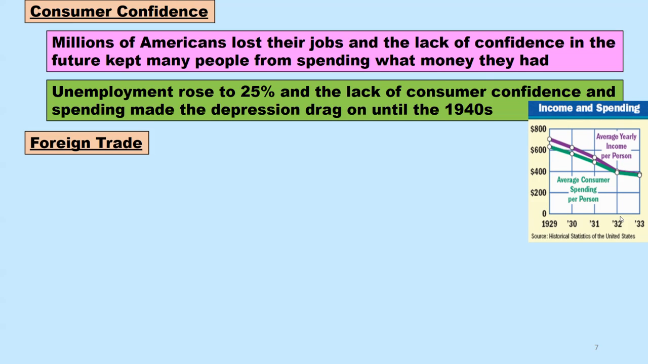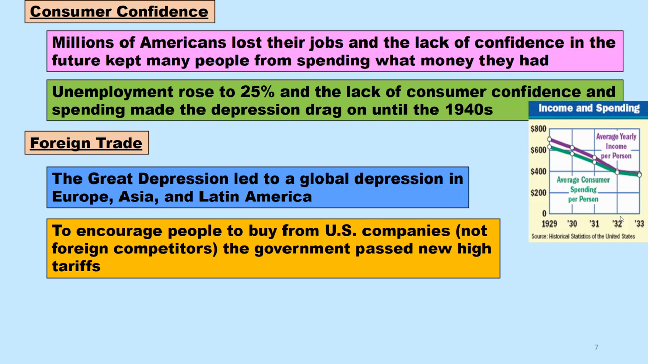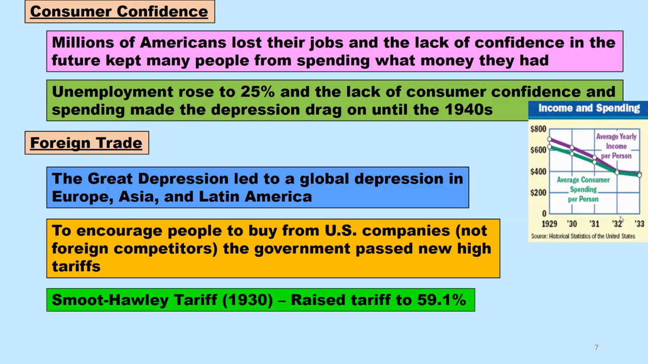Also, foreign trade. The Great Depression is a global depression, partly because of trade wars. Okay. In order to protect American companies, the government is going to pass one of the highest tariffs of all time. It's called the Smoot-Hawley Tariff in 1930. This is Herbert Hoover. We're going to talk more about Hoover here in a few minutes. But this raises the tariff. Remember, a tariff is a tax on imported goods, on foreign products. So we're going to raise the tariff to 60%.